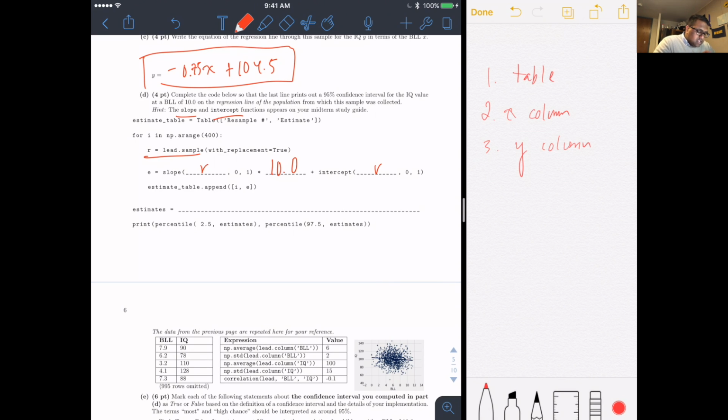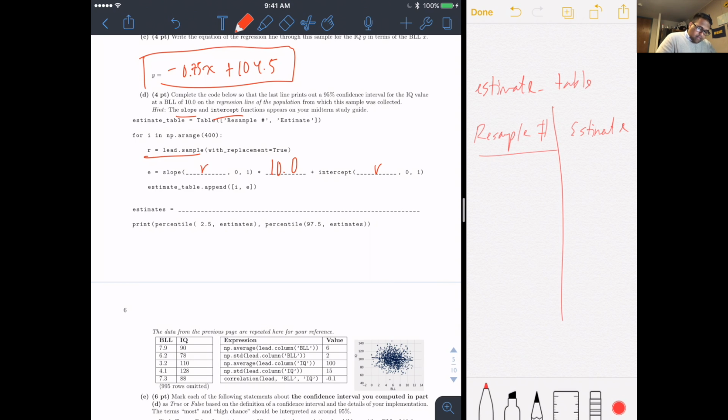And then we're going to append to our estimates table our new index, right? So this table is going to look like our estimates table. It will look something like this. Resample number, and estimate. We'll have 0, 1, 2, 3, all the way to 399. And then these will have some estimated values. Who knows what they are, but it will have some values.